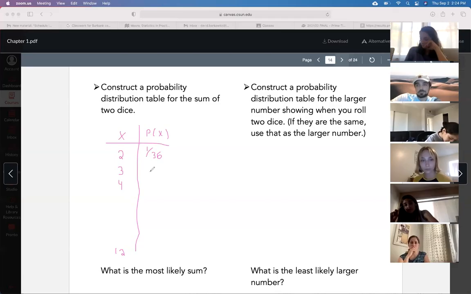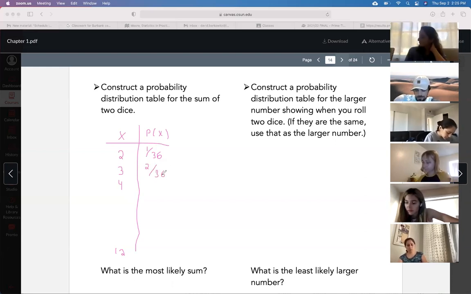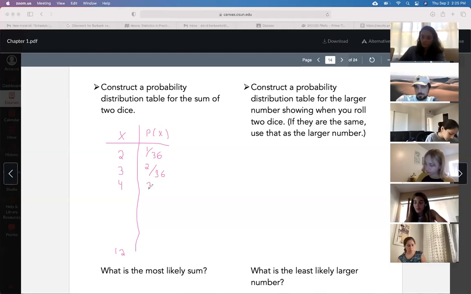2. Just 2, straight up 2? 2 out of 36. And how about rolling a 4? 3 out of 36.